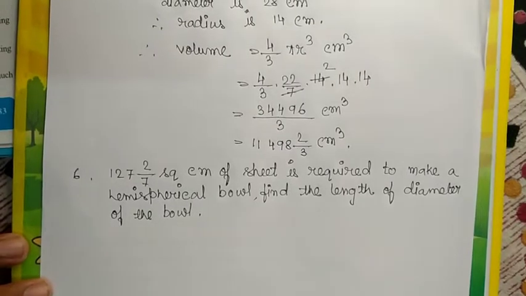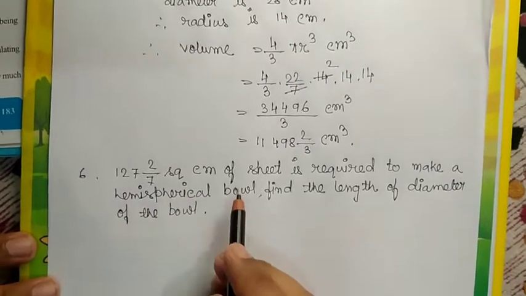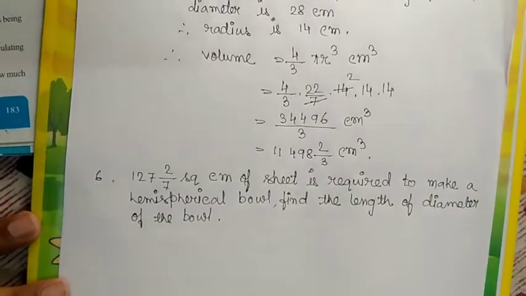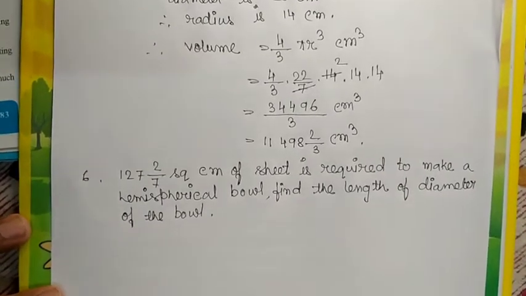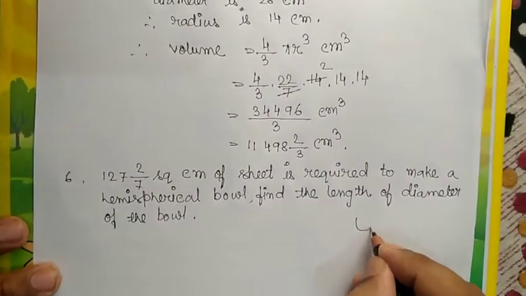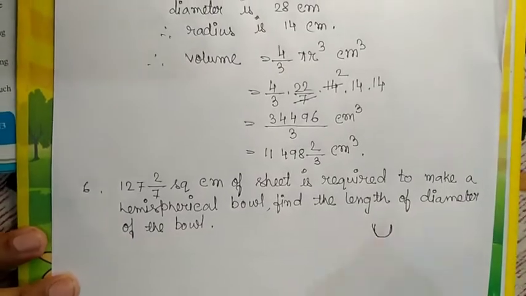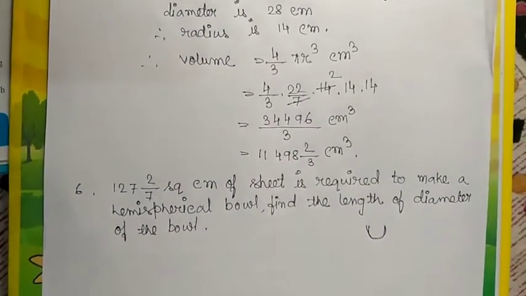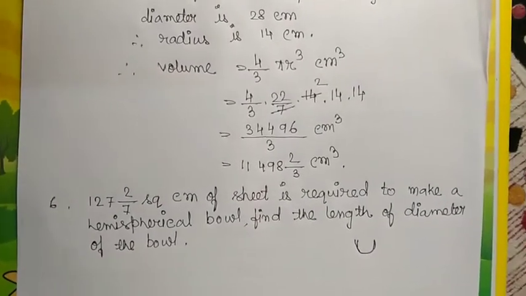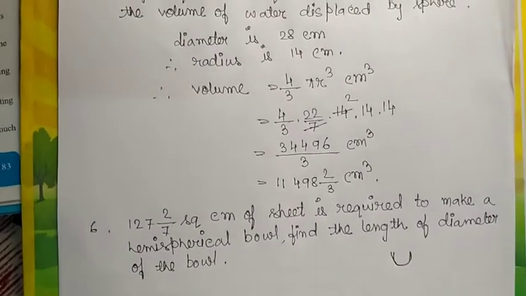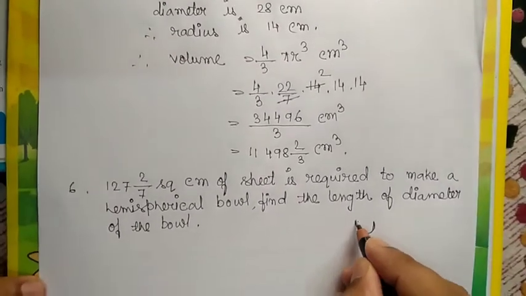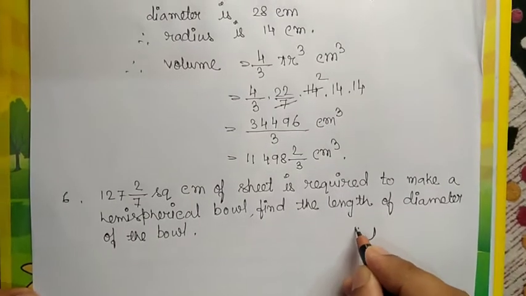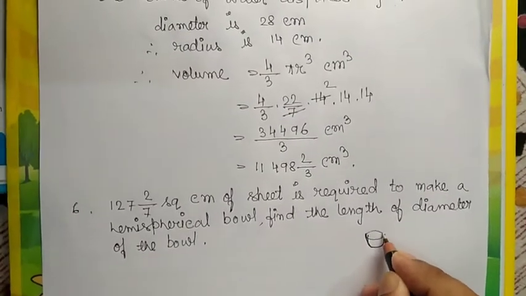This is sum number 6. 127 and 2 by 7 square centimeter of sheet is required to make a hemispherical bowl. Hemispherical means this one. Let us write by calculating the length of the diameter of the forepart of the bowl. Now the bowl means this one, so this one is the bowl.